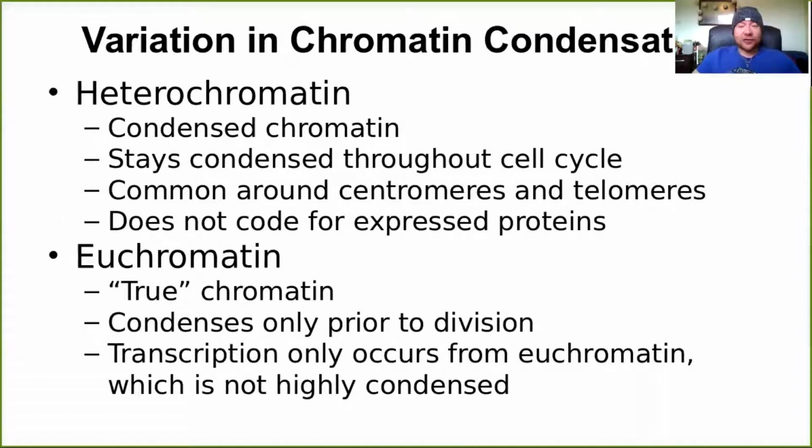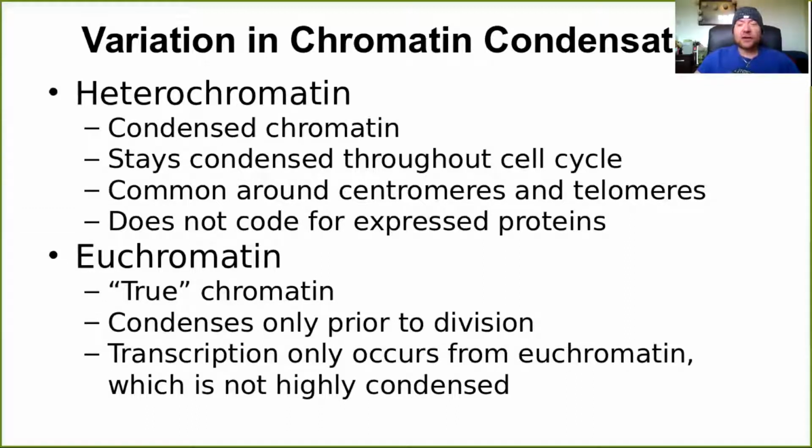So, variation in chromatin condensation. There are two types of chromatin in a nucleus: heterochromatin and euchromatin. Heterochromatin is condensed chromatin that stays very condensed throughout the cell cycle. It's the darker material I showed you in the previous image. Basically, the condensed chromatin, the heterochromatin, is not active. The genes in the heterochromatin are switched off. They are off because it's too condensed to be active. Then there is the euchromatin, the true chromatin. It condenses only prior to cell division.